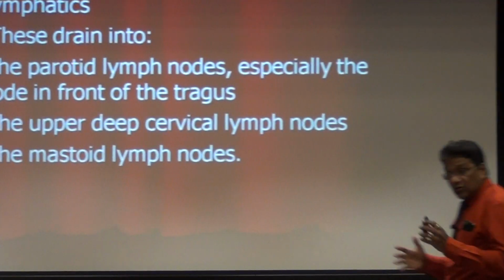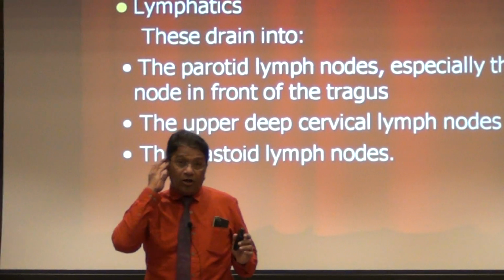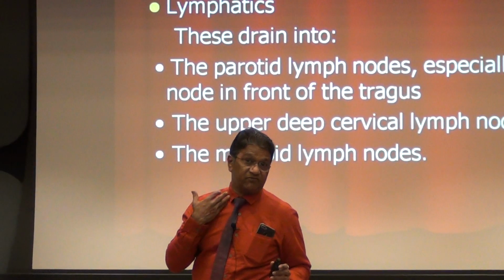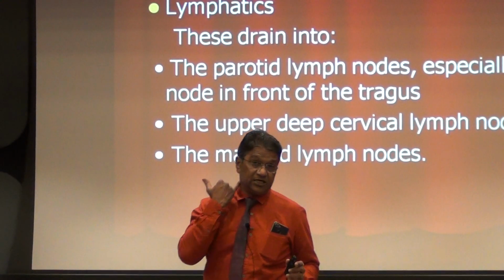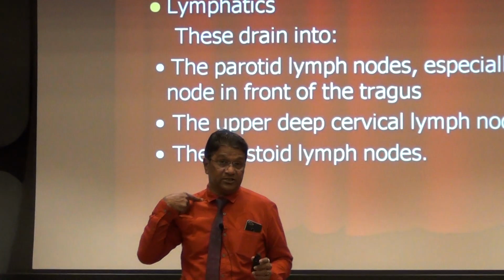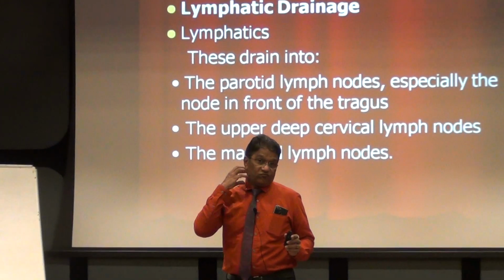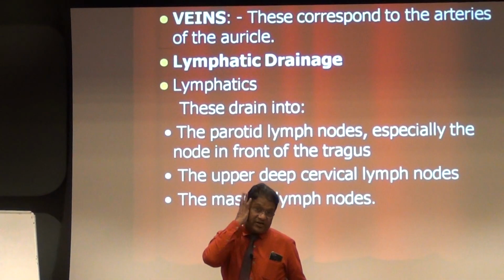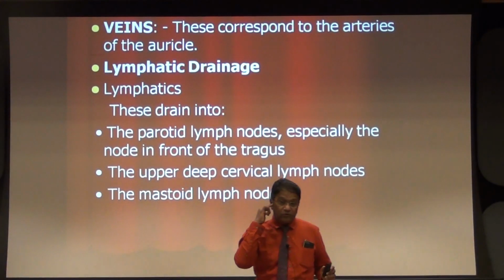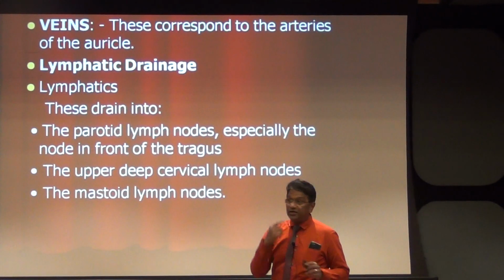As I am telling you again and again, all these lymphatics are finally drained into the deep cervical lymph nodes, which are present along the sternocleidomastoid muscle and the external jugular vein. Even this parotid lymph node will finally drain into the superior deep cervical lymph node.